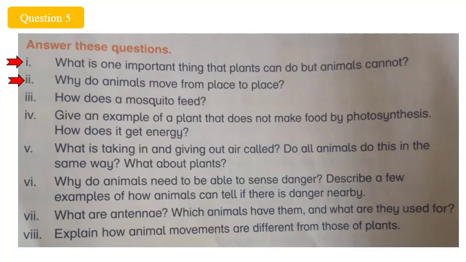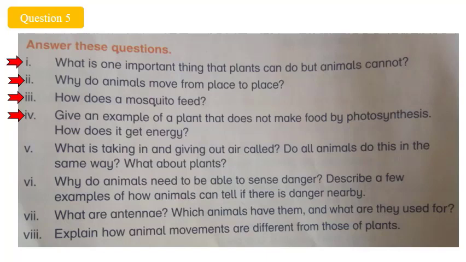Number 2. Why do animals move from place to place? Revise your knowledge related to movement. You will find the reasons why animals move from place to place. Number 3. How does a mosquito feed? Mosquitoes use a special body part to get their food. Revise your knowledge related to food and you will find the answer.